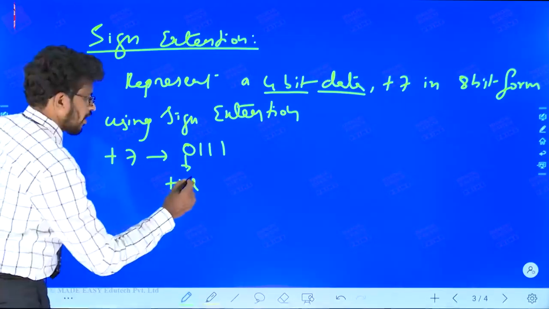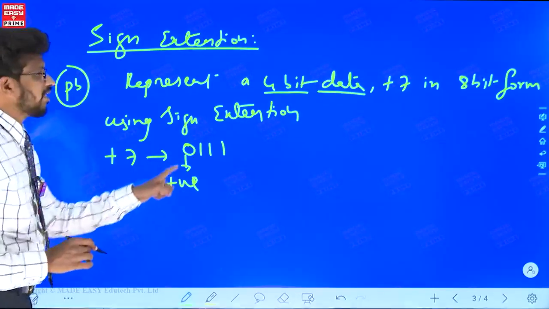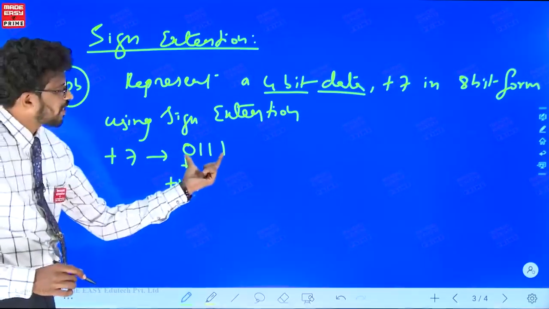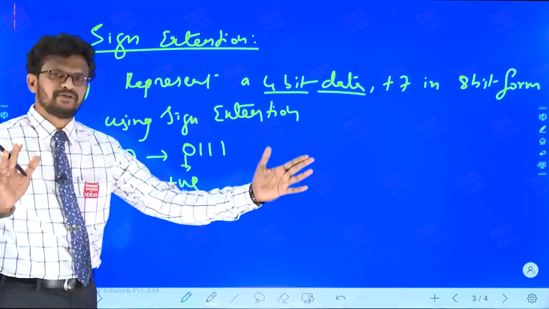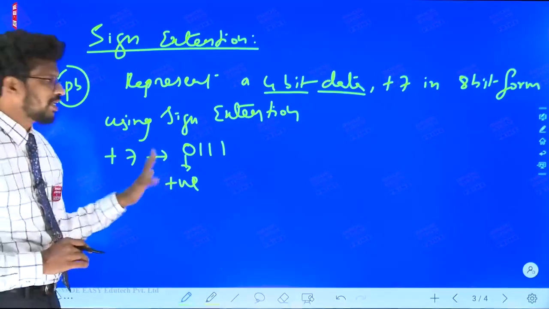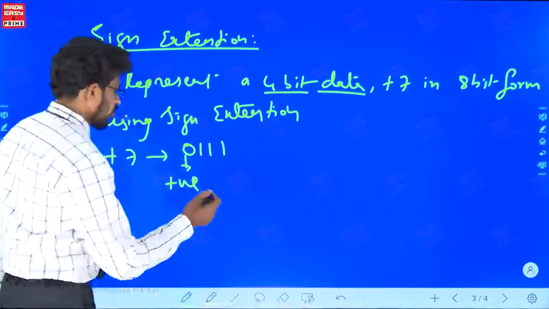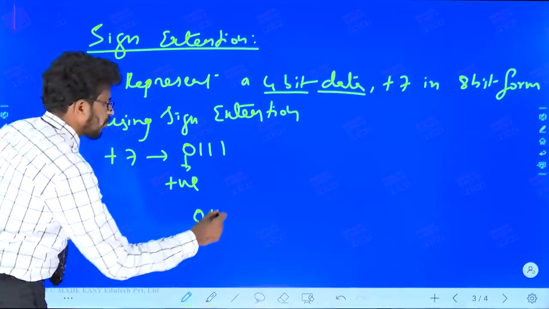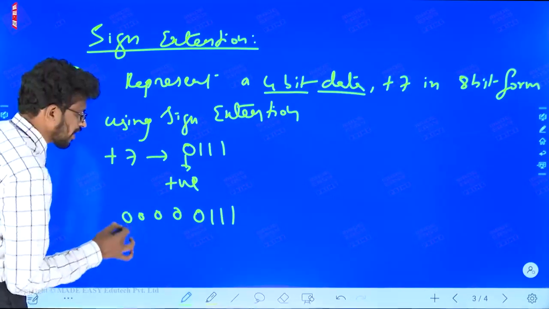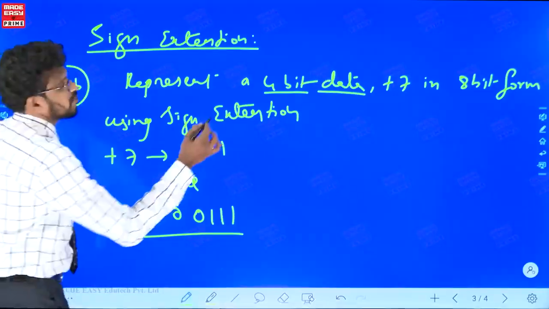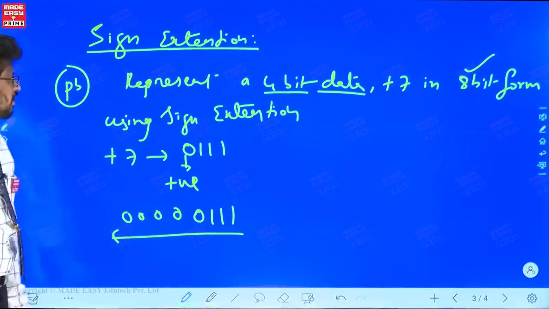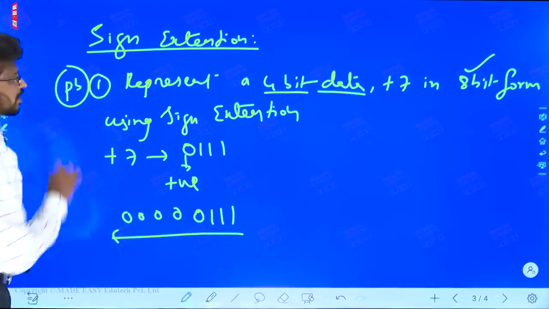Accepted? Now I want to write this data in 8-bit form. This is the value, but I want to represent it in a larger number of bits. How to write? Very simple. What is the sign bit? 0, positive. So in the sign extension form, we just write 0, 0, 0, 0, 0, 1, 1, 1. Whatever the sign bit is, just go on repeating it to the length mentioned in the question. That's all. That is one example.